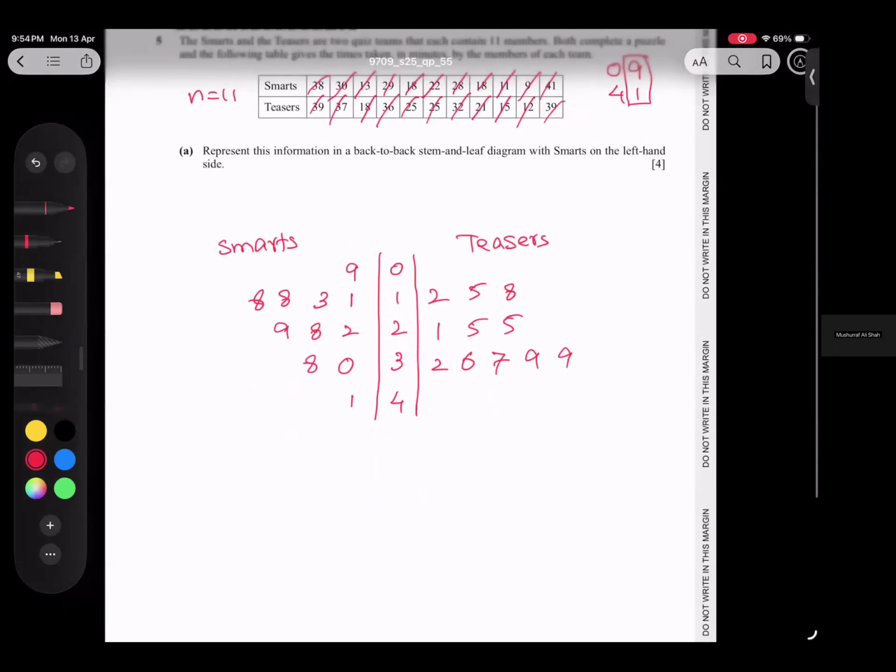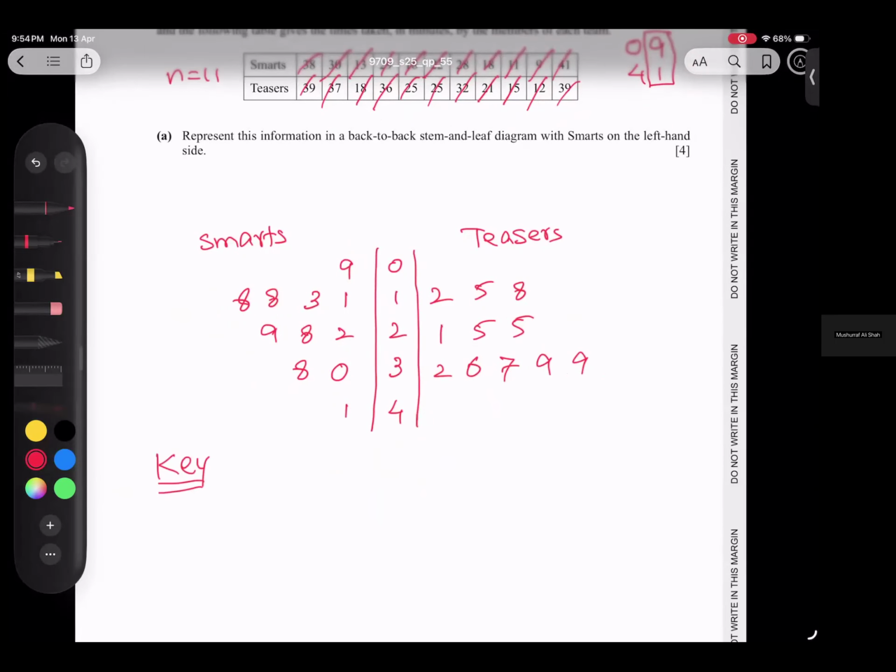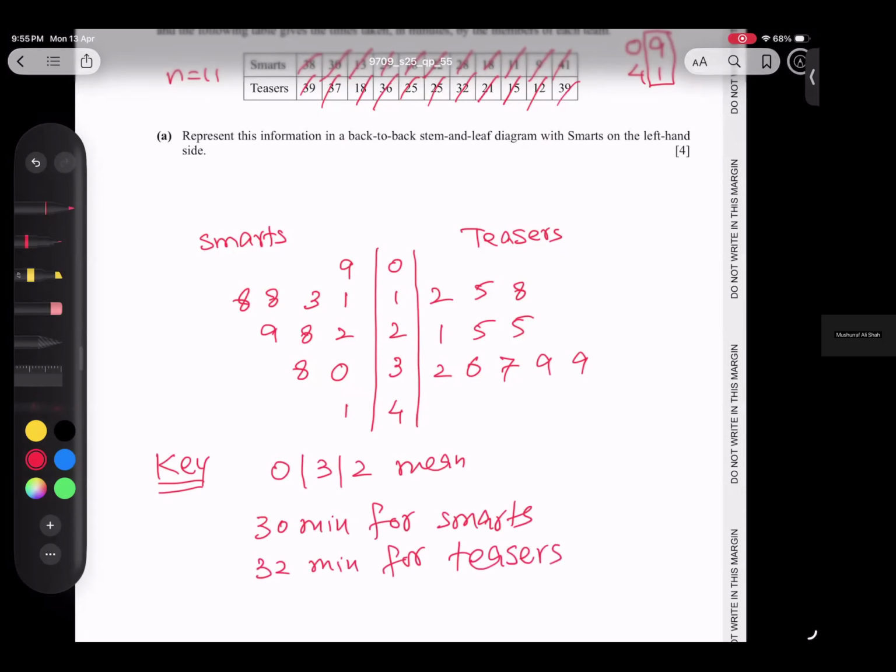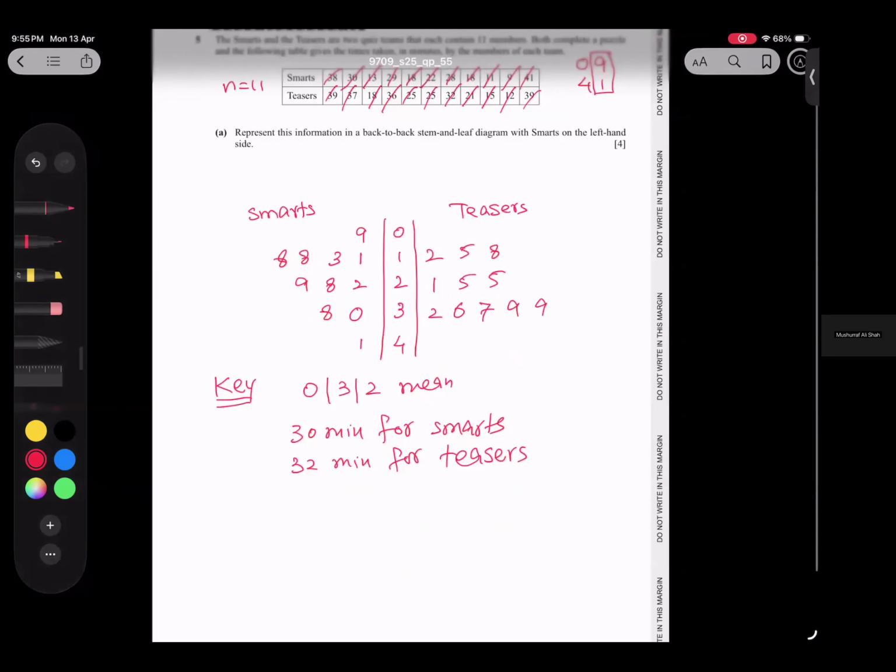What is the key writing technique? I will take any one. I think I can take this one. No problem at all. So 0/3/2 means what? Okay, so on the left side, I say 30 for Smarts. So I'm writing here 30 minutes for Smarts, and 32 minutes for Teasers. I think this part is clear. So this part is completely clear, and let's go for the next part.